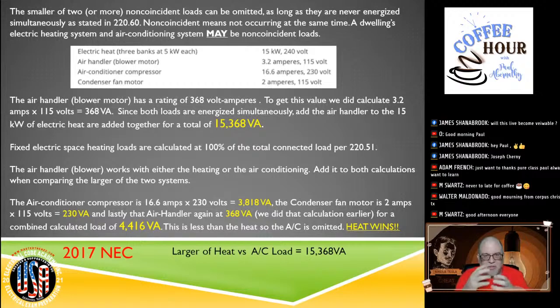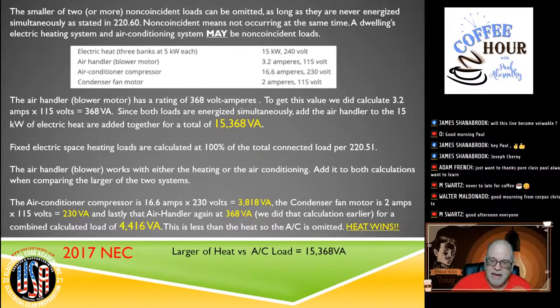Remember, we're trying to establish the comparative between the two. Next, it's fixed heat and the loads are calculated at 100% per 220.51. So that's why we took it at 15 kW or 15,000 VA, volt-amperes. Now, since that air handler will blow for the AC, we've got to do the AC. Here's the AC. We'll start with the compressor, 16.6. You remember we did this earlier, 16.6 times 230. That's the number it gives us, so that's what we use.